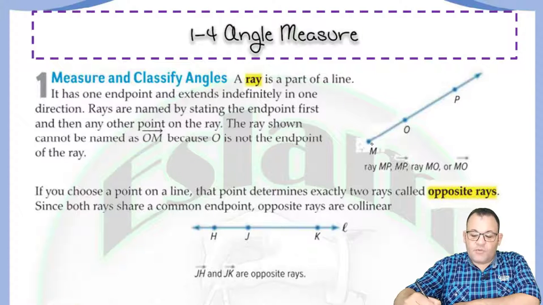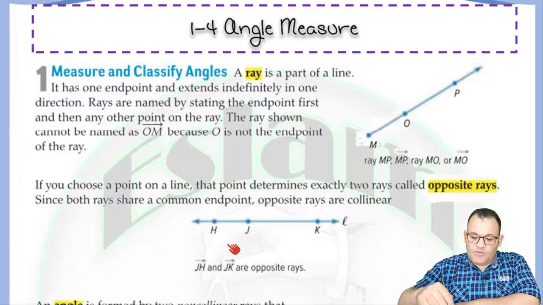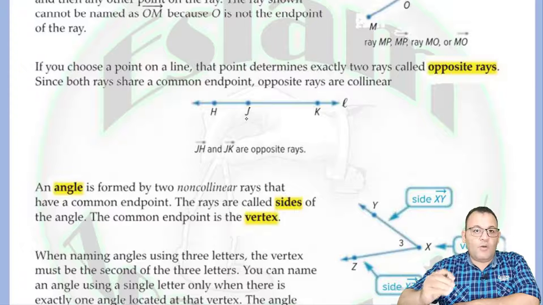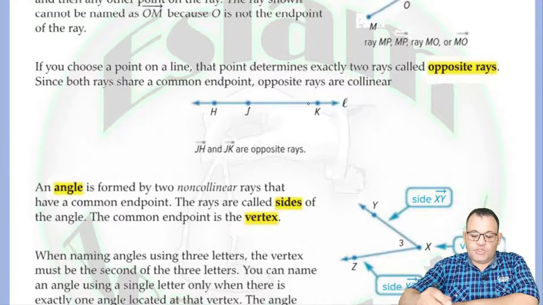Ray MP is starting from the point M and moving in direction of P. We can say that this ray is called MP, starting from the point M and moving in direction of P. So suppose that we have two opposite rays, JK and JL. Two opposite rays are forming one straight line. So the meaning of opposite rays is forming a straight line. So we can say the line L is formed from the two opposite rays, JH and JK.